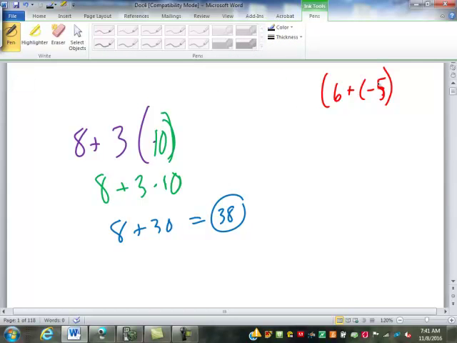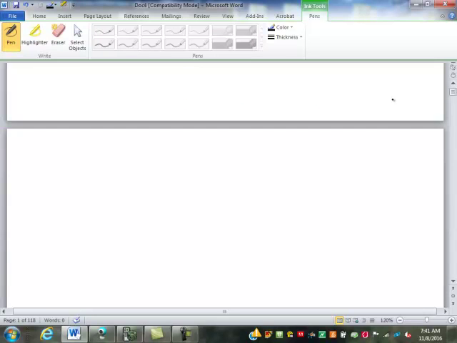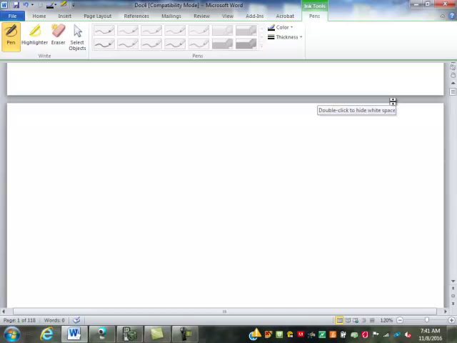Okay. Why am I reviewing the order of operations? Well, because today we're going to look at one of the other uses of a variable, which is a placeholder in a formula. If you are told to evaluate something, that means to give it a value.